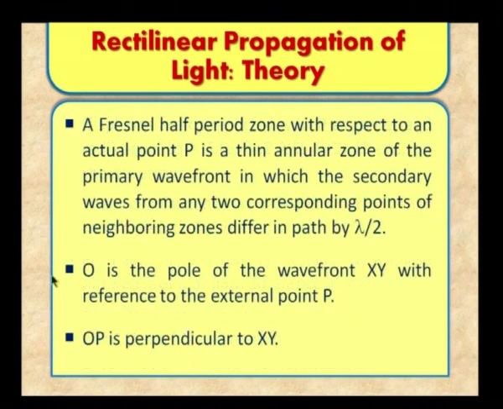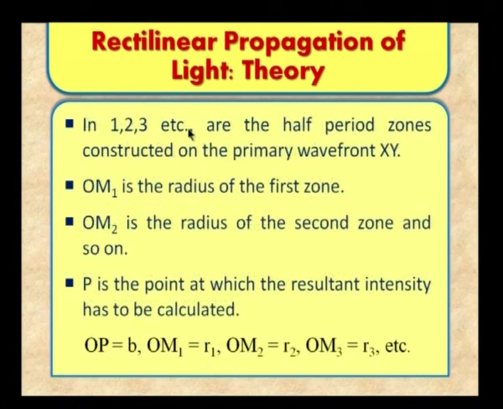Okay. So a Fresnel half period zone with respect to an external point P is a thin annular zone of the primary wave front, in which the secondary waves from any two corresponding points in neighboring zones differ in path by lambda by 2, or T by 2. O is the pole of the wave front XY with reference to the external point, OP is the perpendicular to XY, and 1, 2, 3 etc. are the half period zones constructed on the primary wave front XY. OM1 is the radius of the first zone, OM2 is the radius of the second zone, and so on.